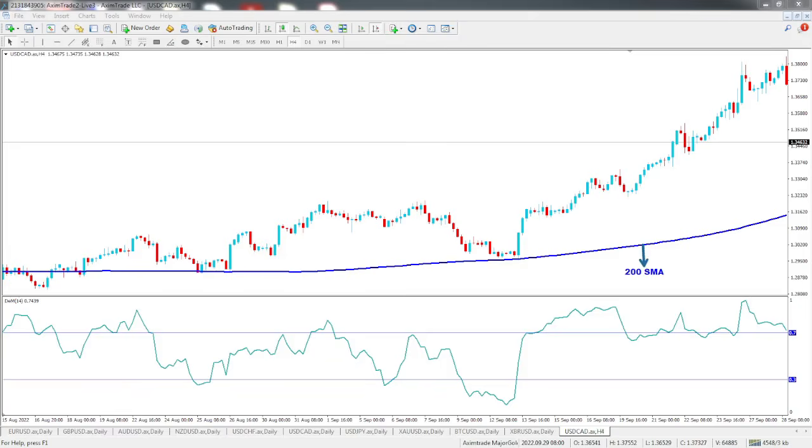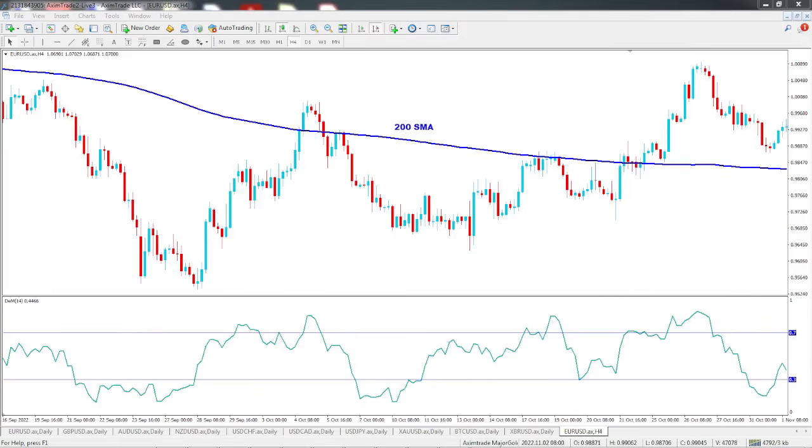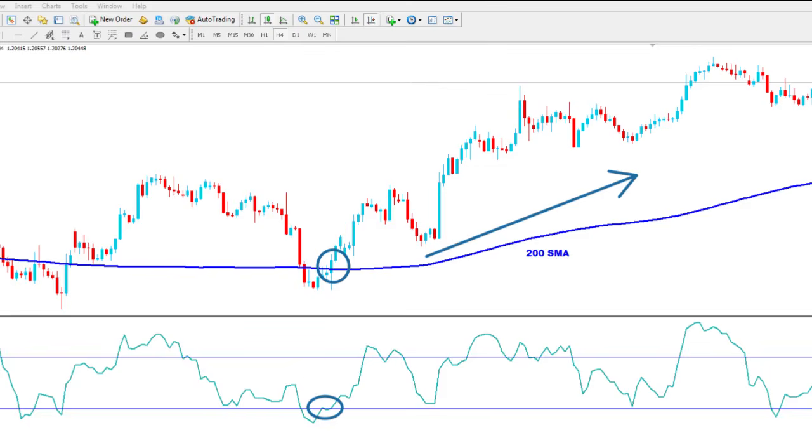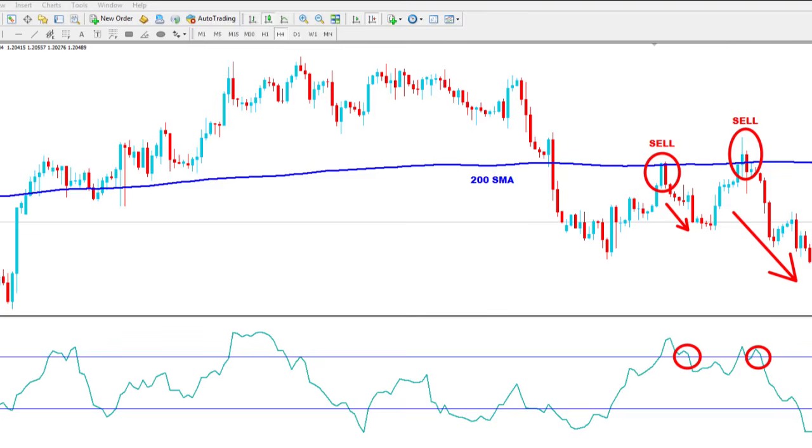This means that traders should only focus on going long when the market is above the 200 moving average, and the long position can be taken when the DeMarker indicator crosses above the 0.3 level from below. Similarly, traders should only focus on going short when the market is below the 200 moving average, and the short position can be taken when the DeMarker indicator crosses below the 0.7 level from above. Here are a few trade examples that use the DeMarker indicator in combination with moving average.